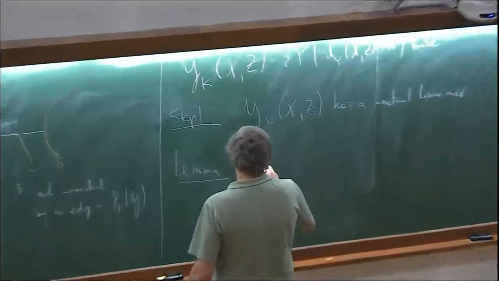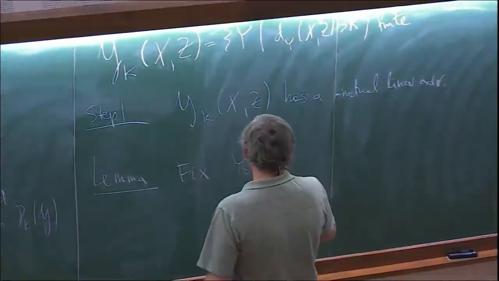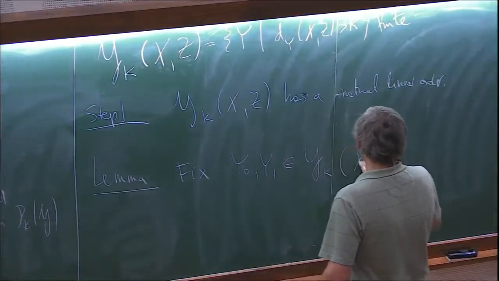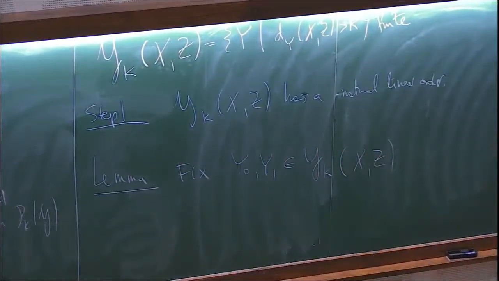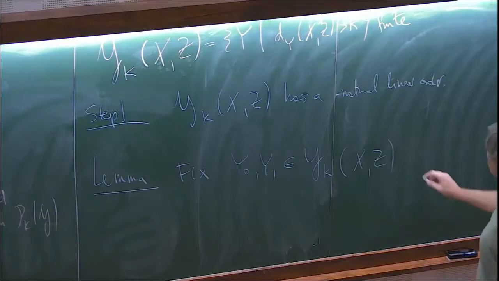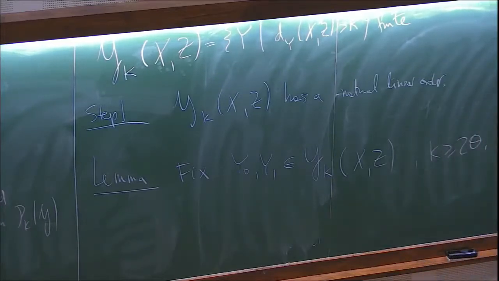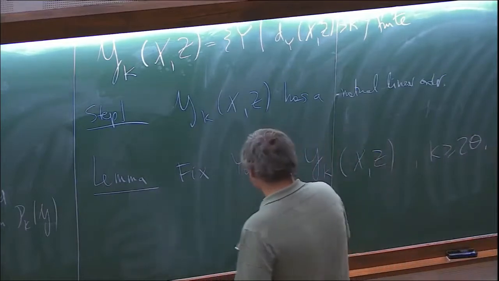Okay, so fix y zero and y one in the set Y_k of x, z, and k is at least 2 theta here. So then the following are equivalent.